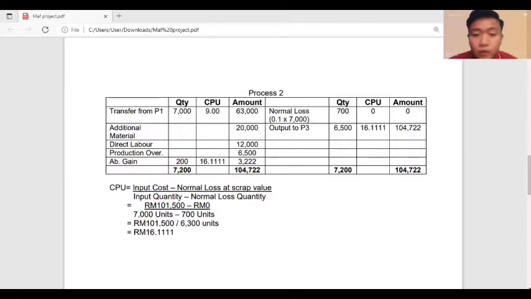After that, we need to find the CPU for the output to be transferred to process 3. The calculation for the CPU is input cost minus normal loss at scrap value, divided by input quantity minus normal loss quantity, and we will get 16.111 ringgit at the end. After we add all the values, we will get this amount.